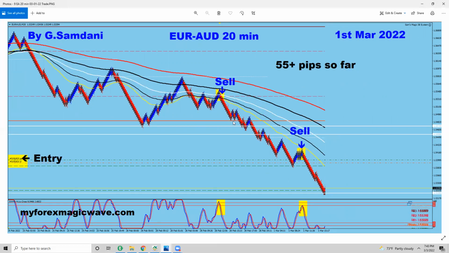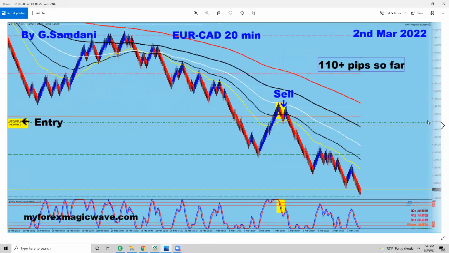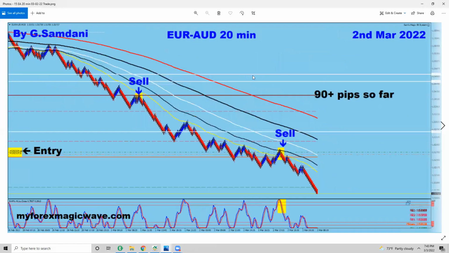This is the first one and this is the second. A small one, 55 pip. At this level I thought we were going to get a bounce, but we didn't. That's sometimes how it goes, but it's still 55 pip or so. And then here, EUR-CAD on the 2nd, 110 pip, sell. And then on the 2nd, EUR-AUD, here's the entry here.